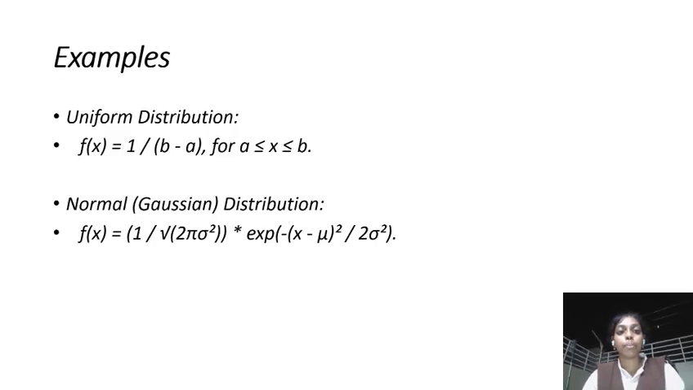Examples for probability density function are uniform distribution and normal or Gaussian distribution. For uniform distribution, f of x equals 1 by b minus a for a less than or equal to x less than or equal to b. Next, the second example is normal or Gaussian distribution. f of x equals 1 by root of 2 pi sigma square into exponential of minus (x minus mu) square by 2 sigma square, where sigma square is the variance.